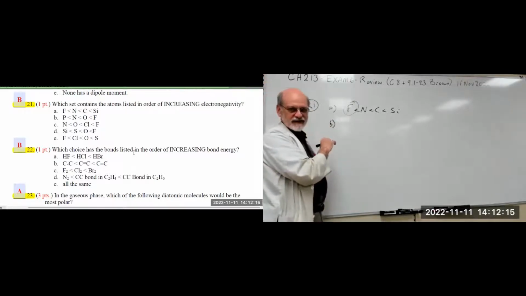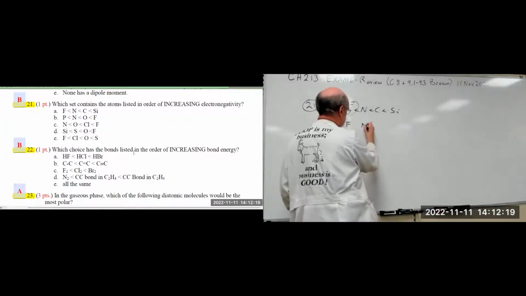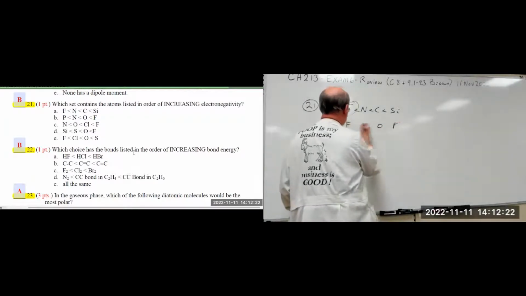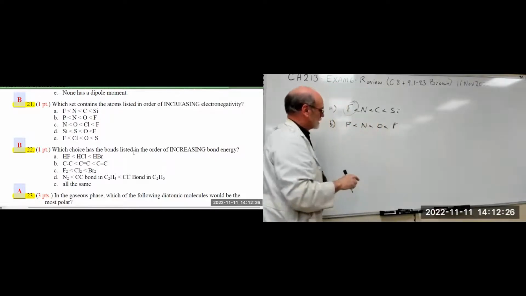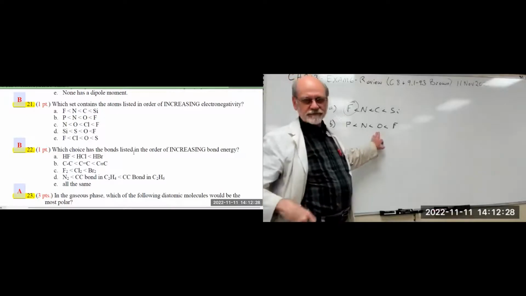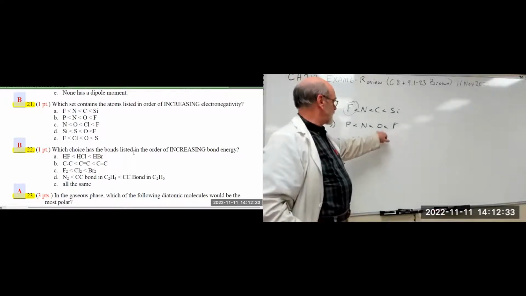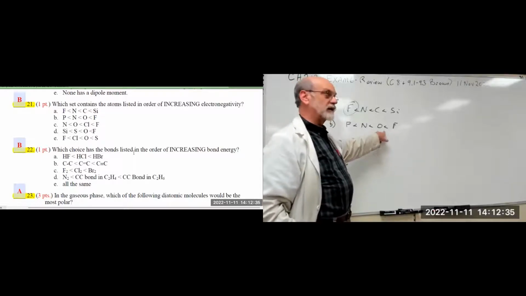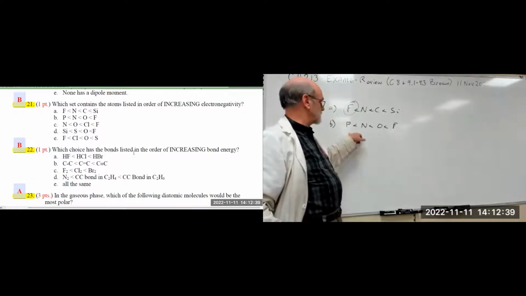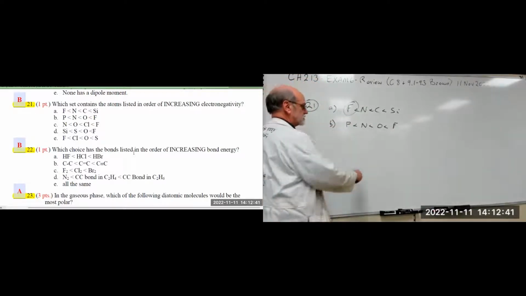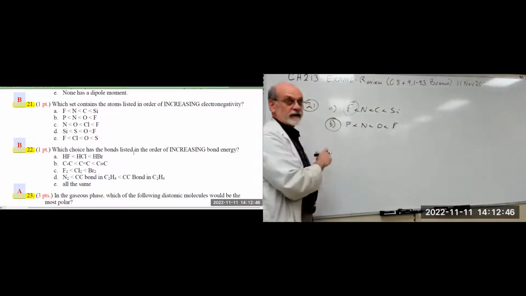How about B? Phosphorus, nitrogen, oxygen, and fluorine. Okay, that's right. But are they in the correct order? Well, fluorine, yeah. How about oxygen? It's just to the left of fluorine. Nitrogen's just to the left of oxygen. And then phosphorus is below nitrogen. That's a good order. That's greater than that one, greater than that one, greater than that one. I think we found our answer.